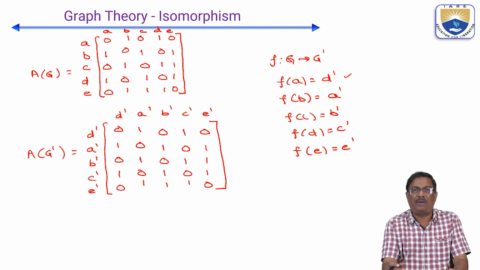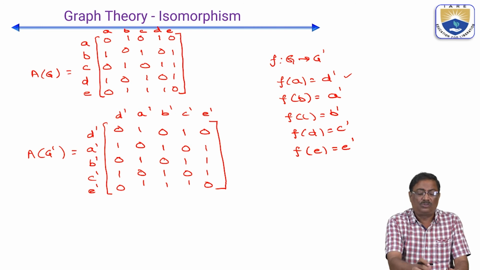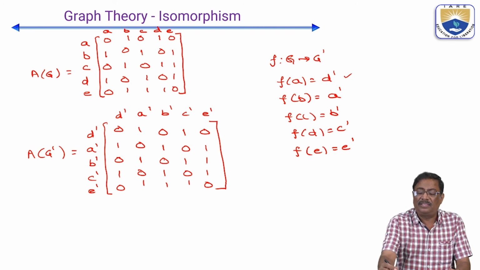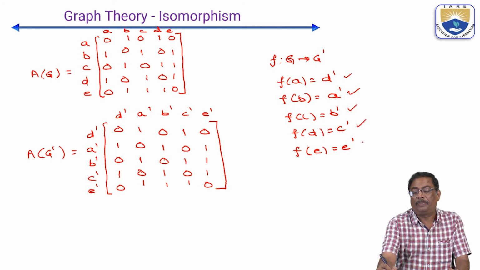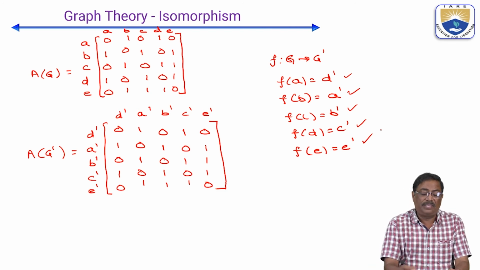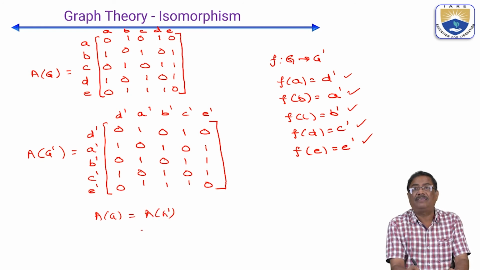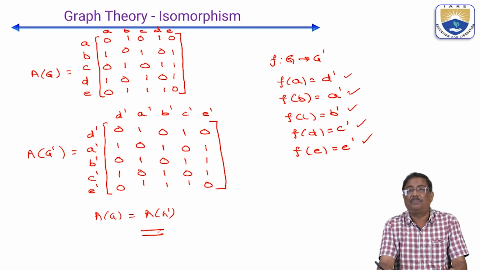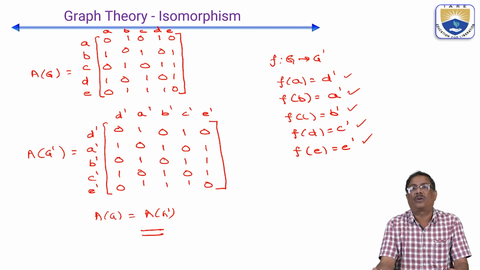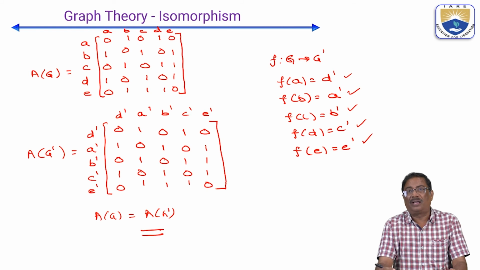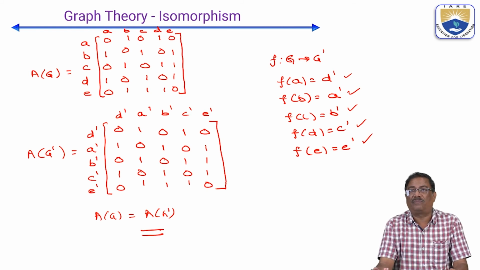So in whatever manner you construct the adjacency matrix of G dash, if the columns are equivalent, then you assign the mapping accordingly. Then A of G is equivalent to A of G dash. That means the adjacency matrices are the same, so we are going to call these two graphs isomorphic to each other.